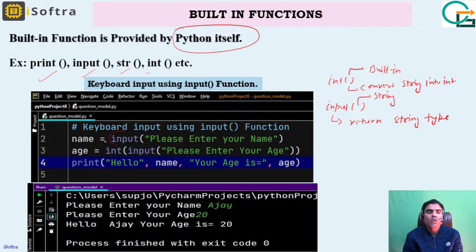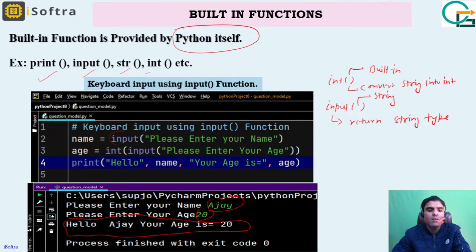With the help of the input function, we can enter the data. Please enter your name: we entered the name Ajay and age 20. So it shows the output: Hello Ajay, your age is 20. So these are built-in functions that are provided by the Python language itself. Let's practically understand how we can use this in PyCharm.